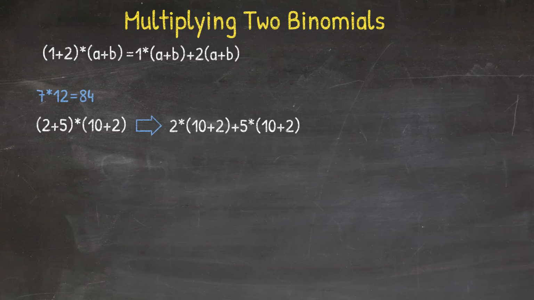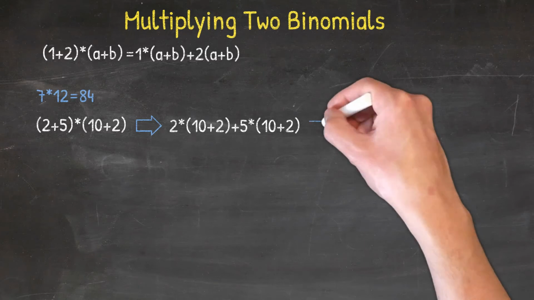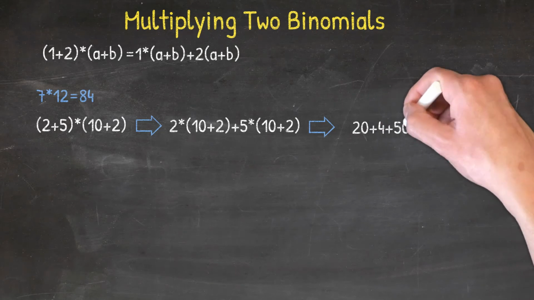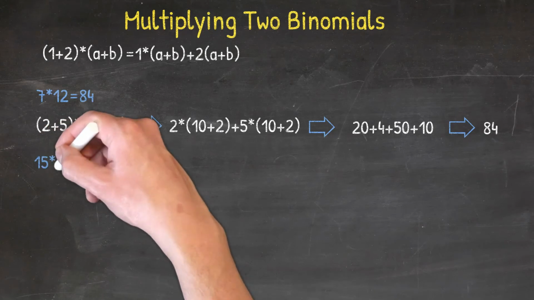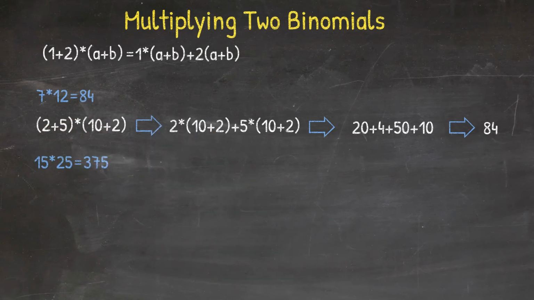Once we open the brackets, we would get 2 times 10, which is 20, plus 2 times 2, which is 4, plus 5 times 10, which is 50, plus 5 times 2, which is 10. And if we add these numbers, we have 20, 50, 10, which is 80, and then we have a 4. Our answer is 84. Next example is 15 times 25, and the calculator will output 375.